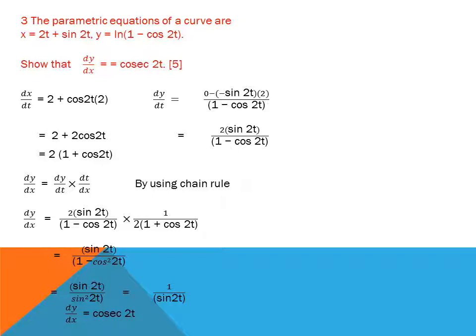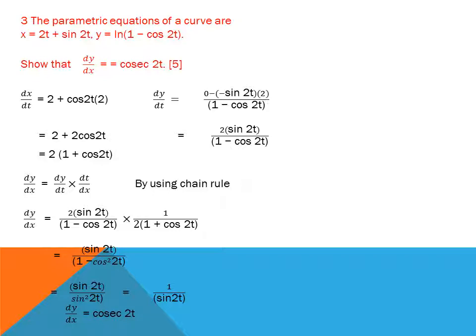dy over dt is 2 sine 2t over 1 plus cos 2t, and dt over dx, the reciprocal of dx over dt, is 1 over 2 into 1 plus cos 2t. In this way, when I simplify this equation, I will find sine 2t over 1 minus cos square 2t. 1 minus cos square 2t is equal to sine square 2t.